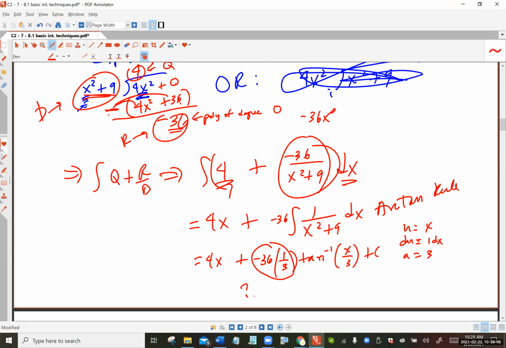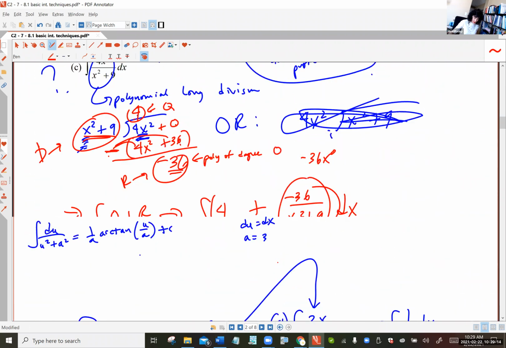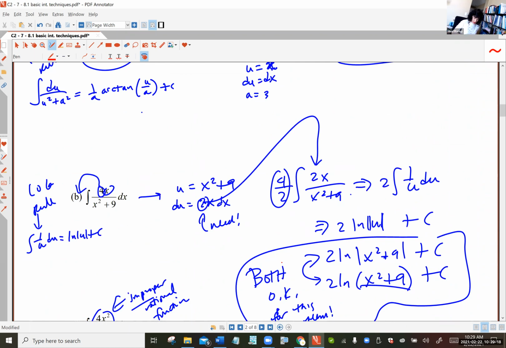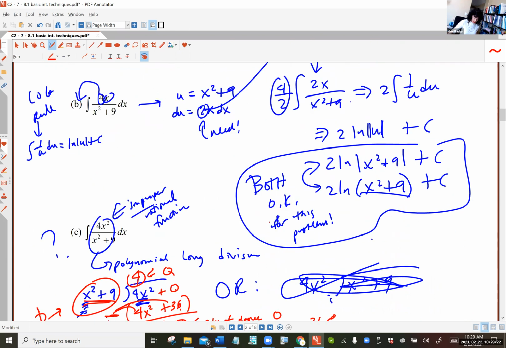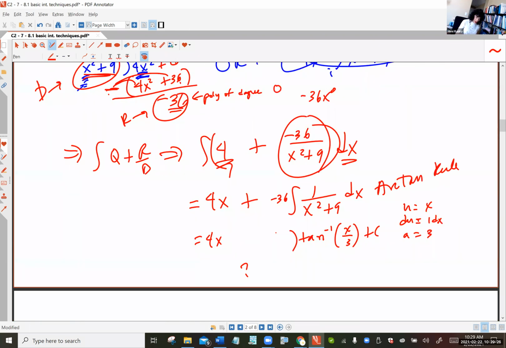Negative 12, right? Mm-hmm. Oh, that didn't work too well. Wow. Yep. So I'll have plus a negative 12 here. Okay. And I'm done with this problem.